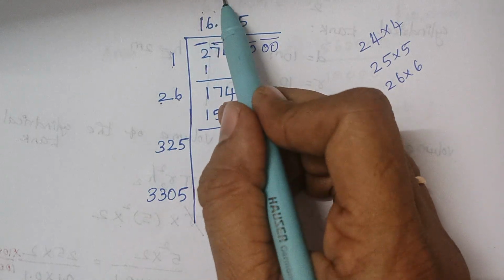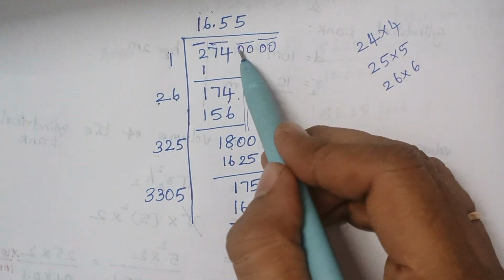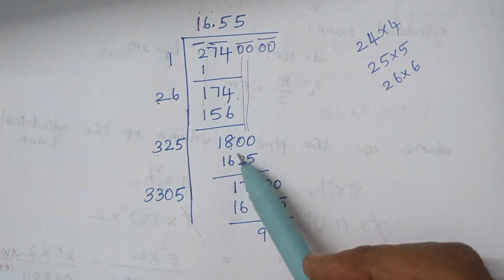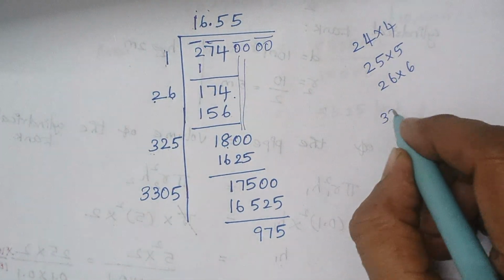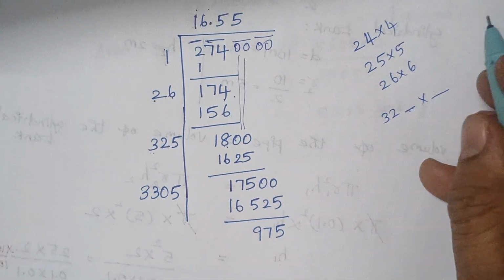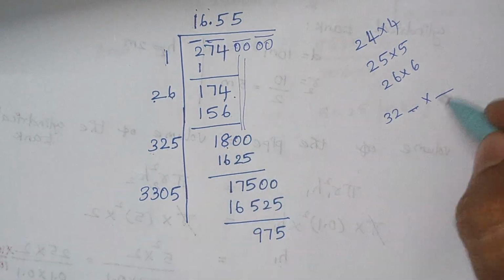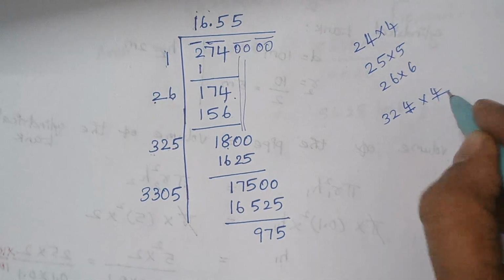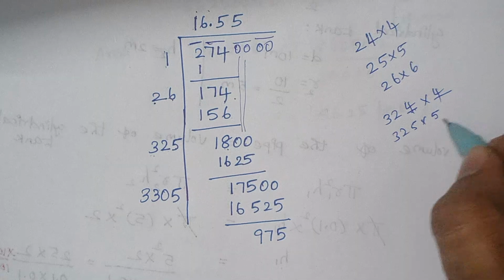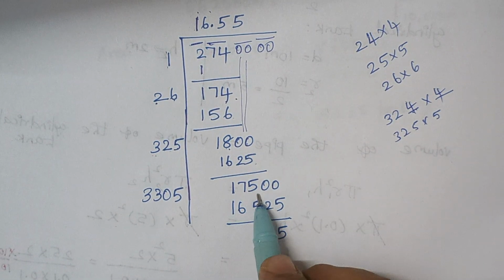So 16 into 2 is 32. Here there are no numbers, so I have added 0 and kept a dot here. Again I have 32. Now I have to add a number, either 4 or 3 or anything. Here 324 into 4 doesn't suit, so I am going with 325 into 5. This gives 1625, and the answer is 175.